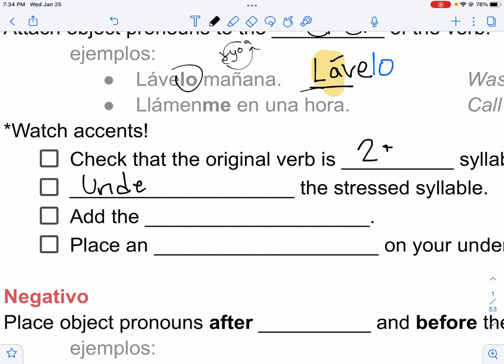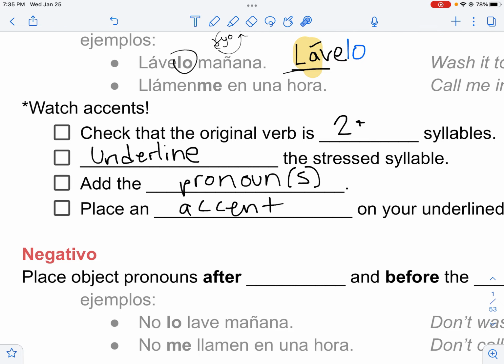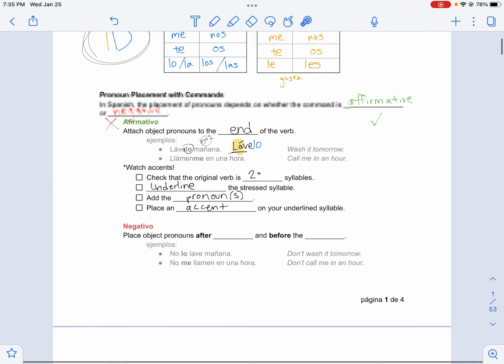Okay, anyway. Underline that, add the pronoun, which is your me, te, lo, or la, etc. And then after you've added your pronoun, or two, you're going to place an accent on your underlined syllable. I know this is kind of abstract. We'll see lots of examples today, and that will help kind of firm it up in your brain.